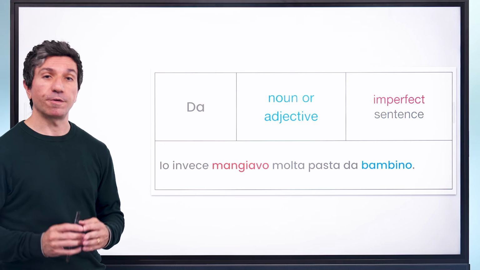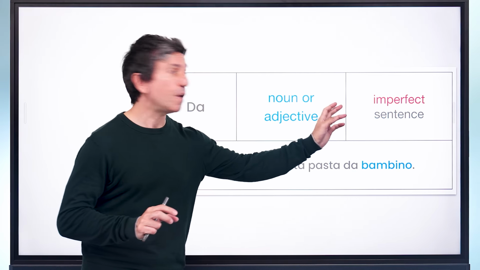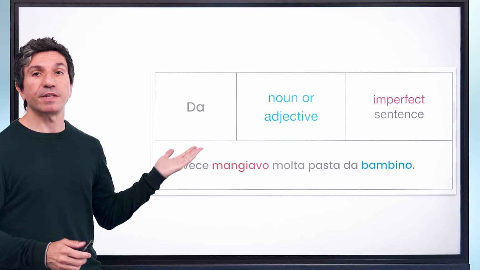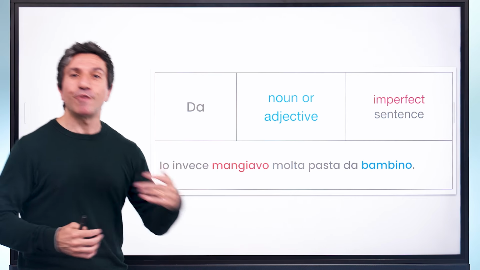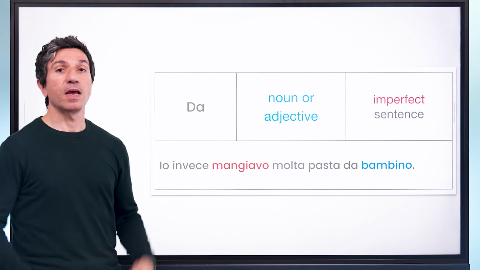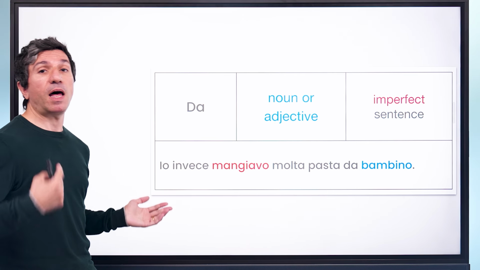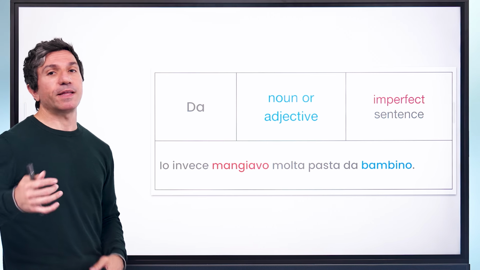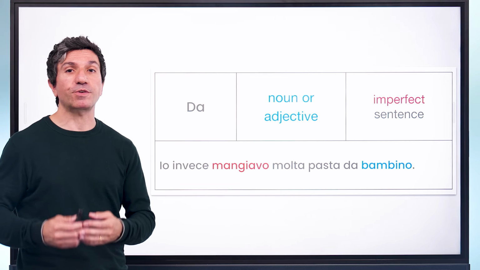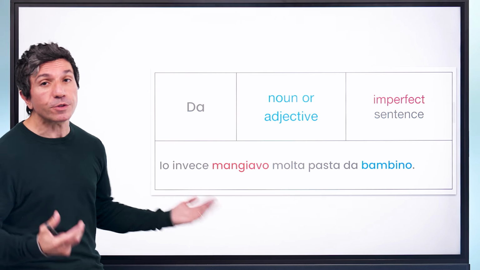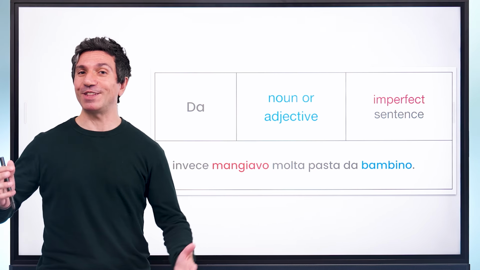The second line follows da plus noun or adjective plus imperfect sentence. This pattern introduced a past role or condition, like being a child, followed by a habitual action. Io, invece, mangiavo molta pasta da bambino. I, on the other hand, used to eat a lot of pasta as a child. These sentence structures help you describe who you were and what you used to do in the past. Let's practice using these patterns with the imperfect tense.